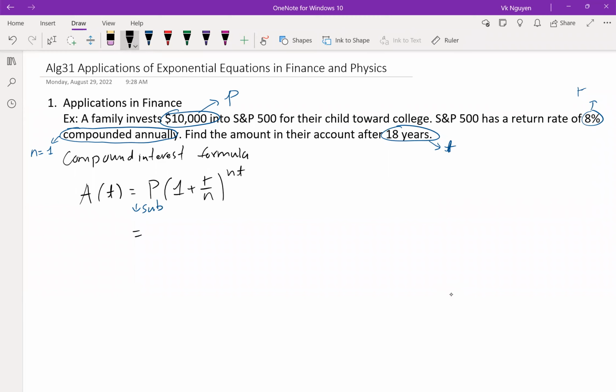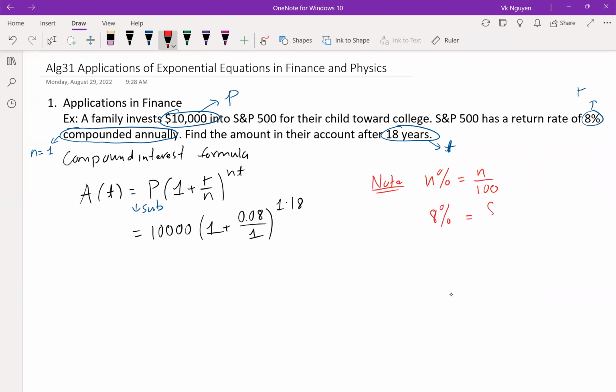And we get 10,000 times 1 plus 0.08 over 1, to the power 1 times 18. Remember, I put a note here: n percent is n over 100. So 8% is 8 over 100, which is 0.08. 80% will be 80 over 100, 0.8.